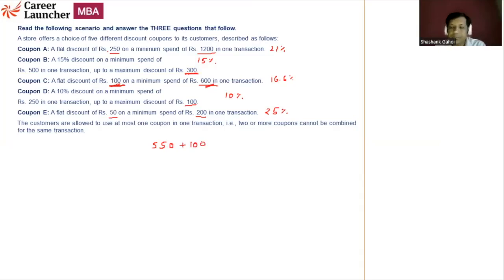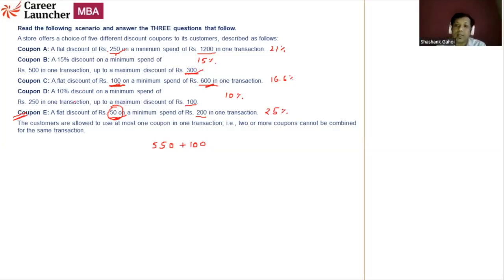That is 650. If I take this one, I'm going to reach 600. So I'm going to reach 700, but I won't reach 710. So basically, whatever I do, I cannot get a 710 discount if I take this one, because this is the lowest discount that I have taken, and apart from this, I have taken all the maximum possible discounts. Still, I'm not reaching 710.